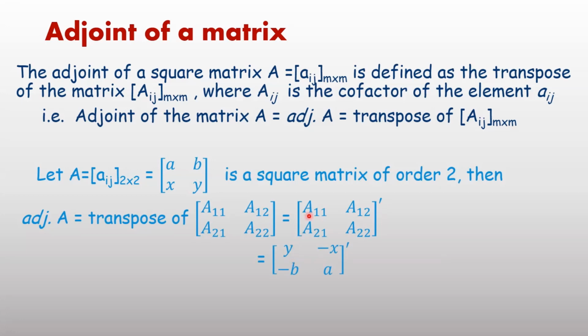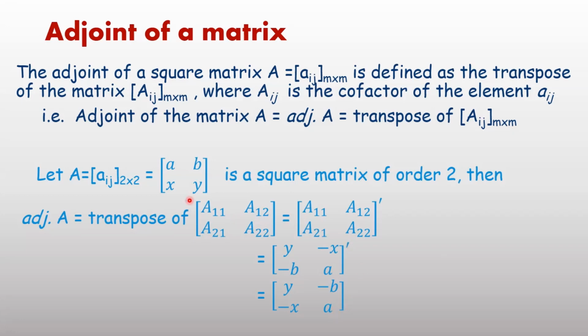Now, find the value of cofactors. A11 means delete the first row and first column, which gives Y. Similarly, A12 we can write as minus X, minus B and A. Then write down the transpose, which means the first row is written as the first column, the second row as the second column.